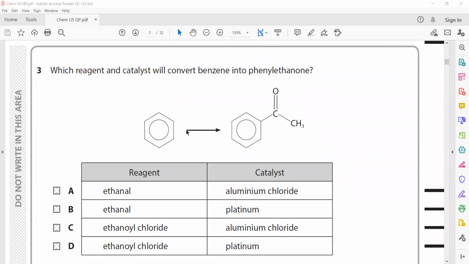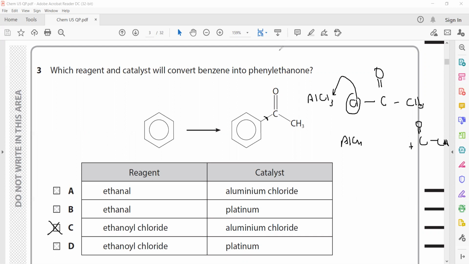Which reagent and catalyst will convert benzene into phenyl ethanone? Basically, what we need here is a chlorine at this part, and we can react it with aluminum chloride. When it reacts with aluminum chloride, AlCl3, the chlorine is removed, so it will form AlCl4 and produce an electrophile which can attach to the benzene ring. So it should be ethanoyl chloride, and the catalyst will be aluminum chloride.